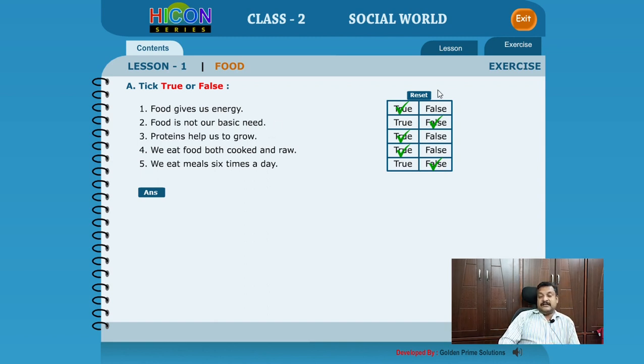So food gives us energy is a right statement. Food is not our basic need is a wrong statement because food is our basic need. Proteins help us to grow is a true statement because proteins are known as bodybuilding food. We eat food both cooked and raw is a true statement because fruits we eat raw and some vegetables we eat cooked. We eat meals 6 times a day is a wrong answer because we hardly eat 3 times a day.